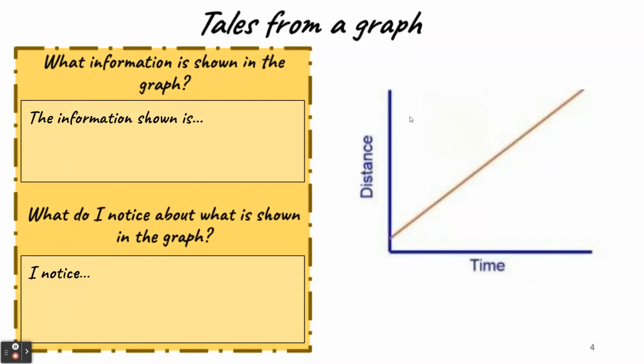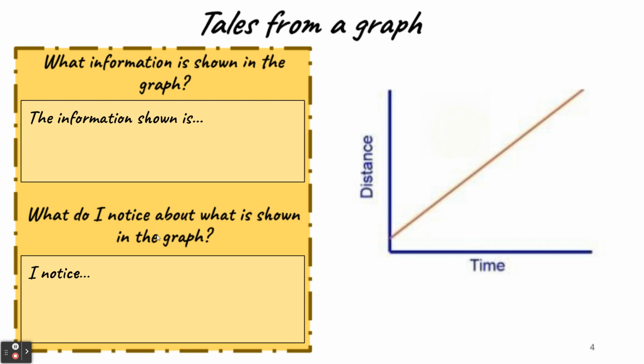So you'll look at the graph. Notice you have distance on the y, time on the x. Notice this line is not directly on the origin, so they did not start at 0. What information is shown in the graph? Well, it's got distance on the y-axis, time on the x-axis, and then that the object did not start at 0.